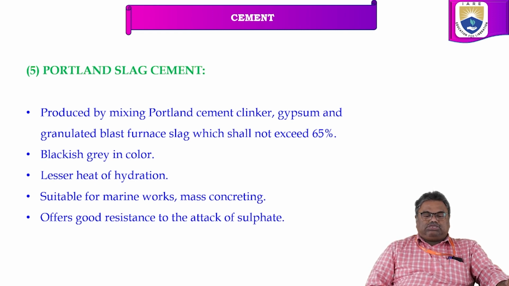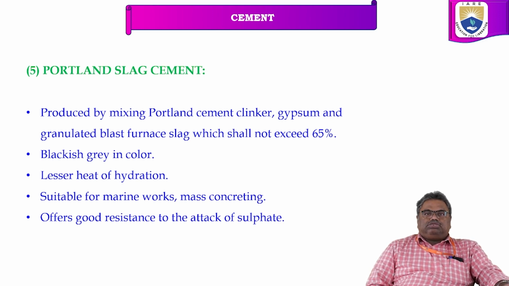And next is the Portland slag cement. Please listen carefully. It is produced by mixing Portland cement clinker, gypsum, and ground granulated blast furnace slag. The granulated blast furnace slag shall not exceed 65%.